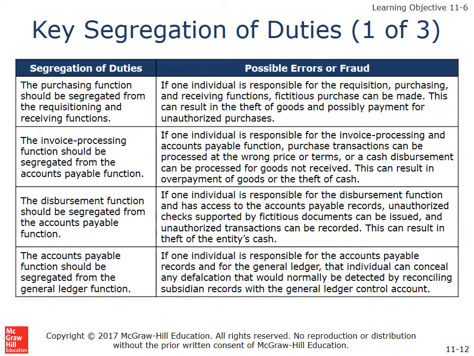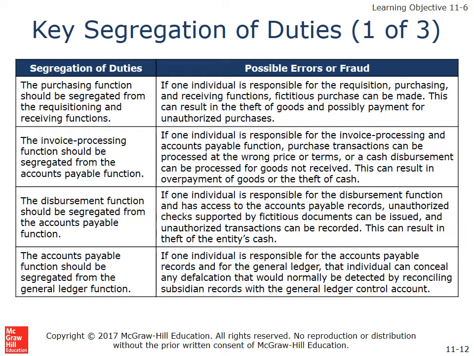The invoice processing function should be segregated from the accounts payable. So if one individual is responsible for invoice processing, so matching all the information up, and then putting it into accounts payable, purchase transactions can be processed at the wrong price or terms, or disbursements can be processed for goods not received. So errors could just occur.